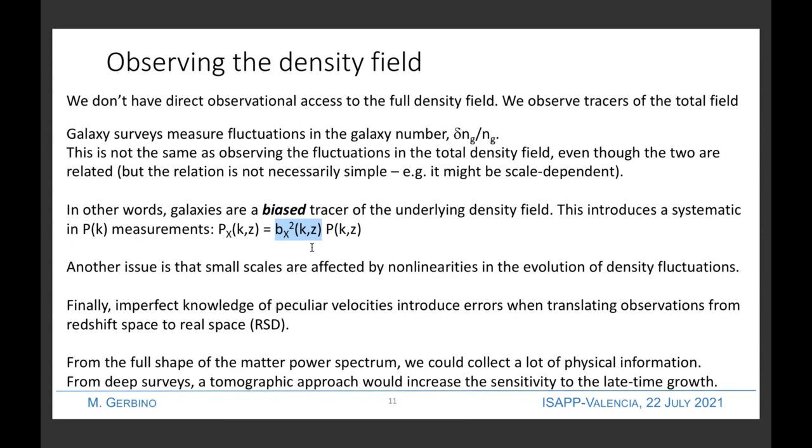This is particularly true if we look at smaller and smaller scales, so higher and higher wave numbers, because smaller scales have had much more time to evolve and to grow, and therefore they have enough time to leave the perturbative, linear regime, and enter the so-called non-linear regime of the evolution of cosmic structure. The non-linear regime is realized when we cannot say anymore that the density field delta is much smaller than the background value. When this is not true anymore, we enter the non-linear regime, and unfortunately we cannot use anymore all the mathematical machinery that we have discussed this morning.